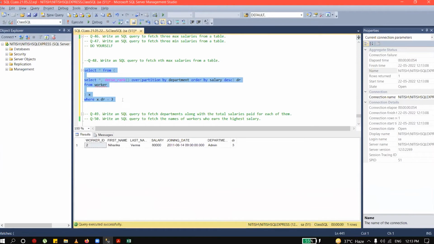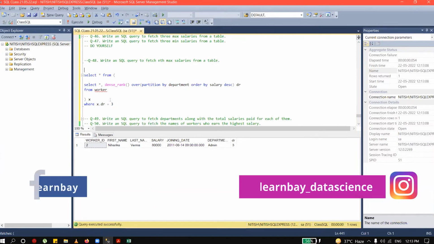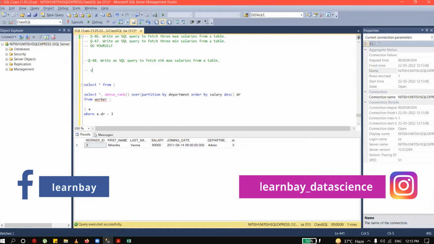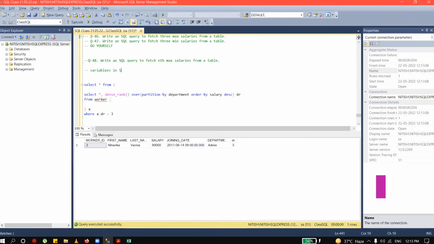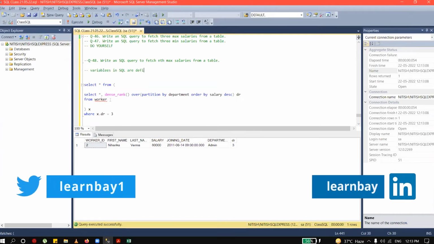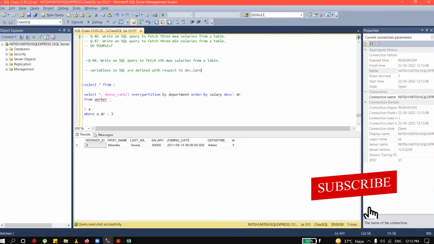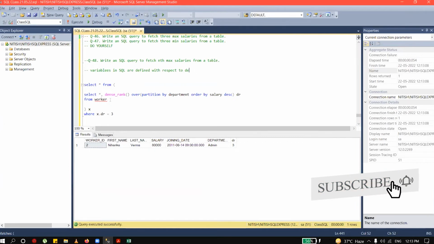Now, because I'm dependent on what value I'm passing here, I will take it as a variable. Variables in SQL are defined with respect to declare, or declare variable, declare function.